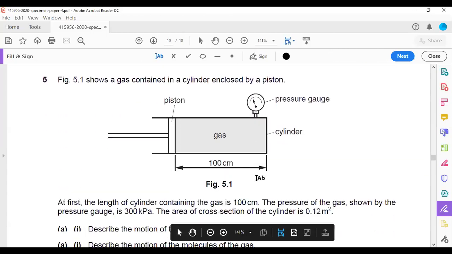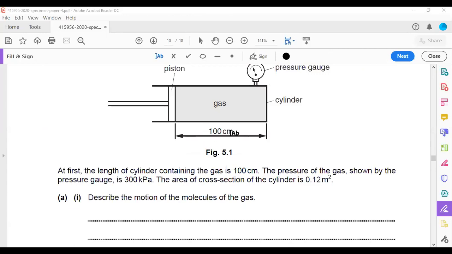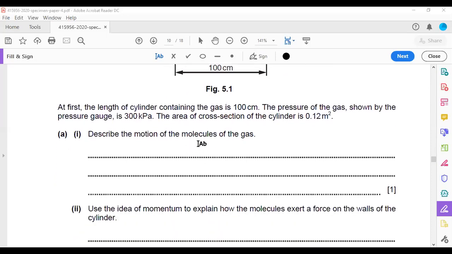Nice. So moving on. It said here, figure 5.1 shows a gas contained in a cylinder enclosed by a piston. At first the length of the gas cylinder containing the gas is 100 centimeter. The pressure of the gas shown by the pressure gauge is 300 kilopascal. The cross-sectional area of the cylinder is 0.2 meter squared. It said describe the motion of the particles of the gas.